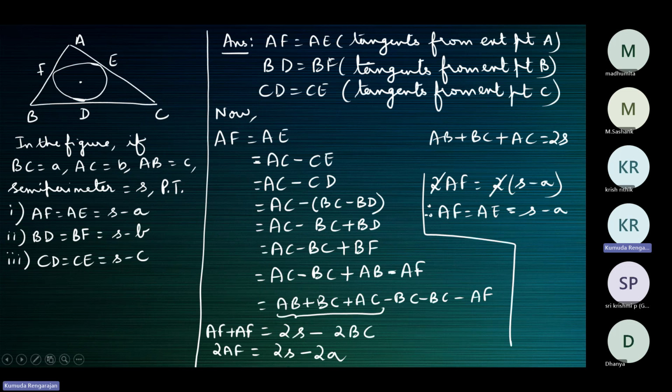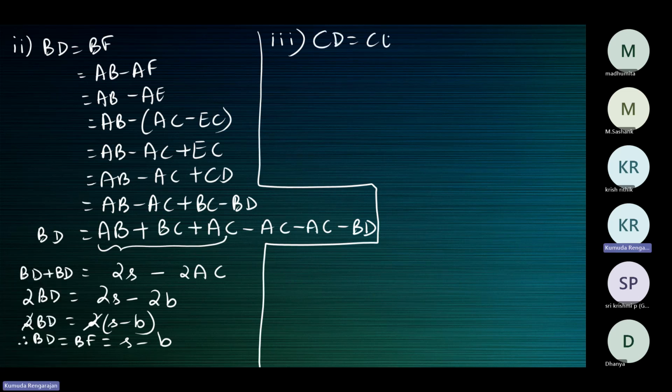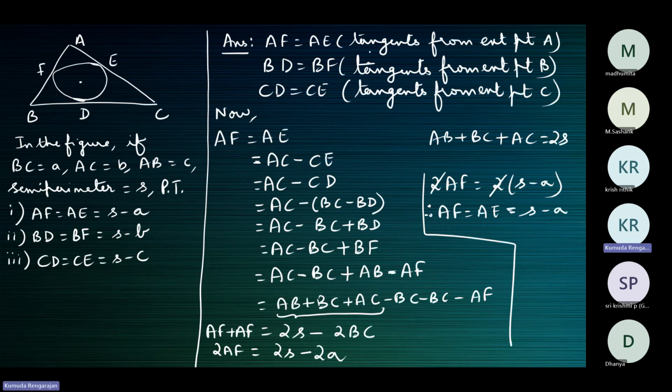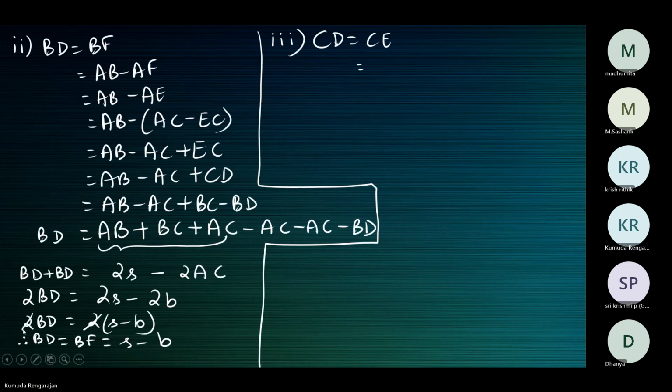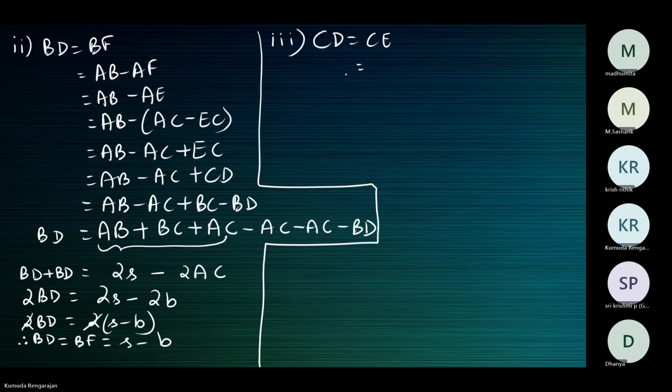Next one. CD equals CE is equal to S minus c. So CD is equal to CE. Now CE is AC minus AE. Don't write CE, CD. That's what we've written. CD is equal to CE, and CE is AC minus AE.